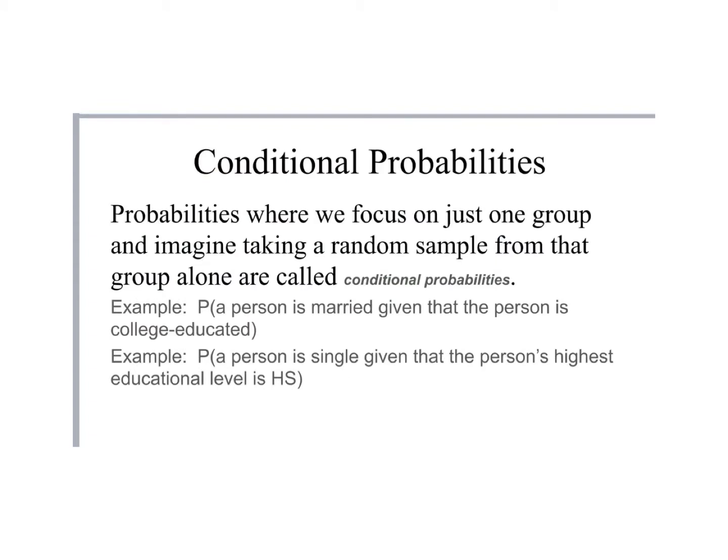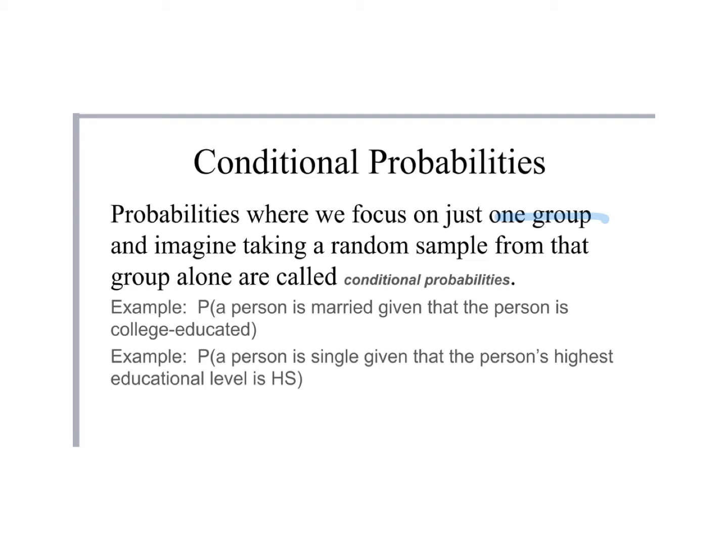To answer those types of questions, we're going to go through a series of problems. First, we're going to start off with conditional probabilities. These are probabilities where we focus on just one group and imagine taking a random sample from that group alone. In the last two sections, 5.1 and 5.2, every time we took a probability, we were taking it out of the total. But now we're just going to focus on a certain group. That's called a conditional probability.